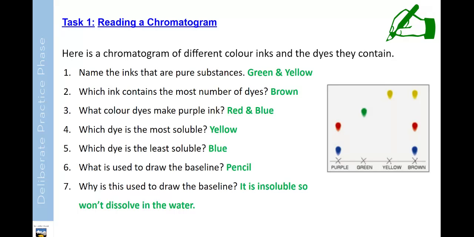The baseline is drawn in pencil. Why is the baseline drawn in pencil? Because pencil is insoluble, so it won't dissolve and take part in the experiment. We don't want that.